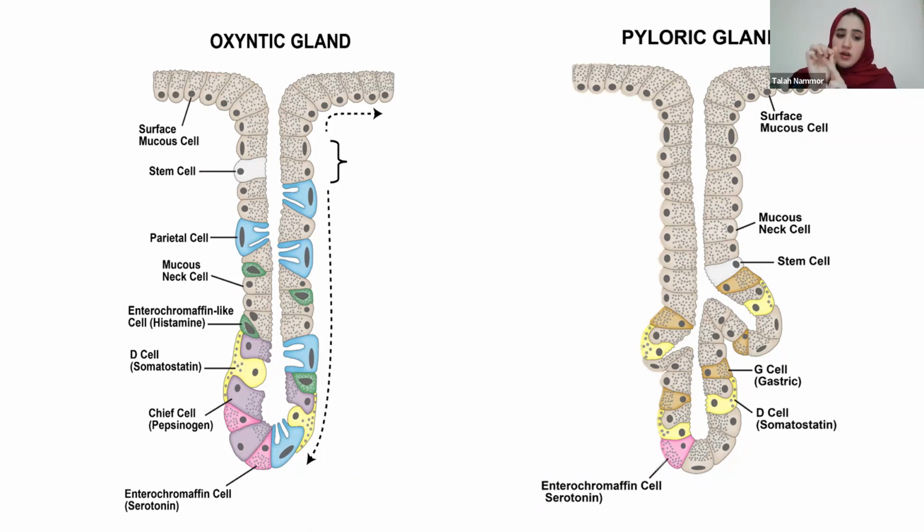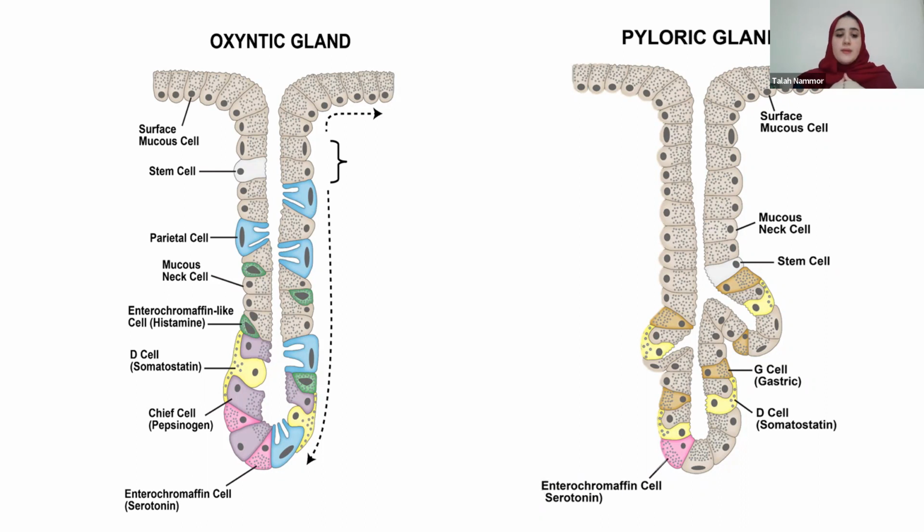Pepsinogen is the inactive form of pepsin, and pepsin is an enzyme that breaks down the polypeptides, which is basically the proteins, into smaller amino acids. Is this clear? Then we have the gastric lipase, which breaks down long chain fatty acids into smaller chains, free fatty acids and monoglycerides.